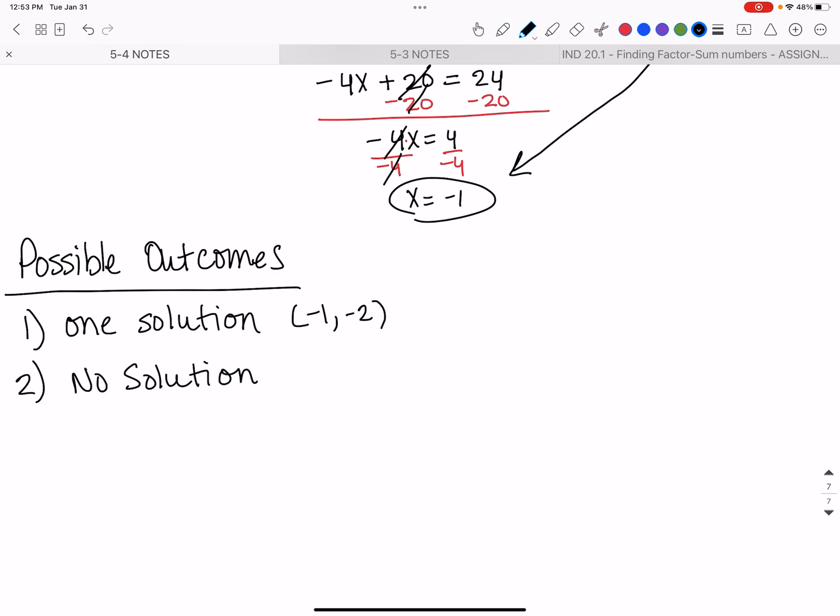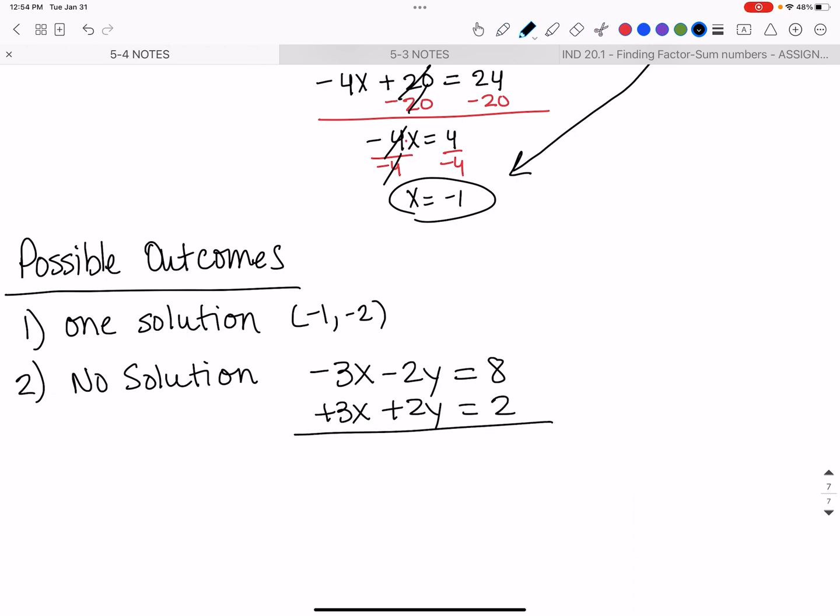And I'm going to tell you an example of that. An example of no solution would be if you have something like negative 3x minus 2y equals 8, and you've got positive 3x plus 2y equals 2. All right, that's a system.